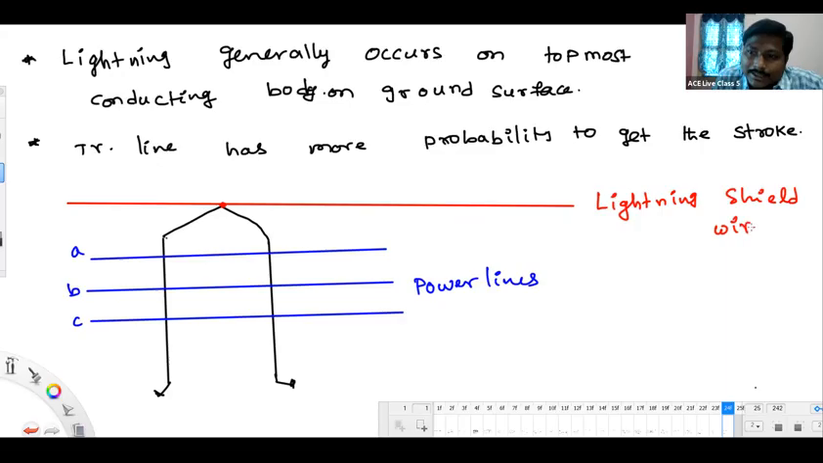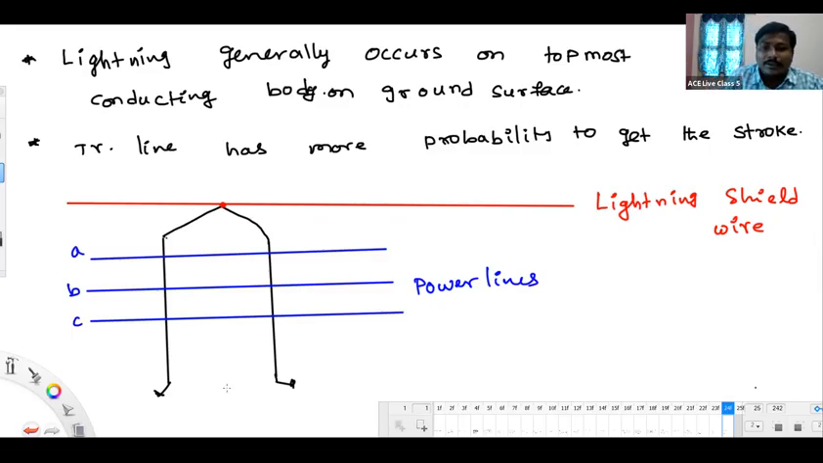Lightning shield wire. Okay, it's not neutral wire. This wire is completely out of our system. While you are doing analysis on the power transmission line, maybe steady state analysis, you need not consider this lightning shield wire.